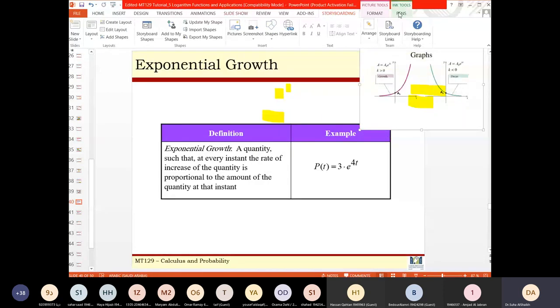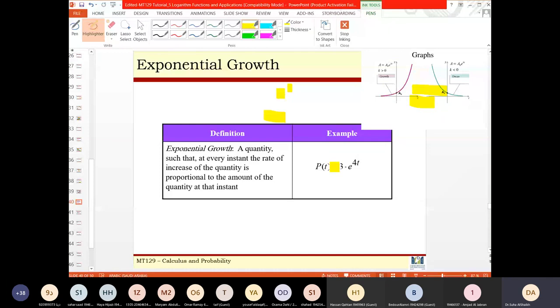So an example of a population growth, whenever we have this P of T, the population at time T. K cannot be zero. K is the rate of growth or the rate of decay. If K is zero, there is no growth and no decay, so I don't have a problem here, I don't even have a question. So K is either positive, meaning it's growth, or K is negative, meaning I have a decay.